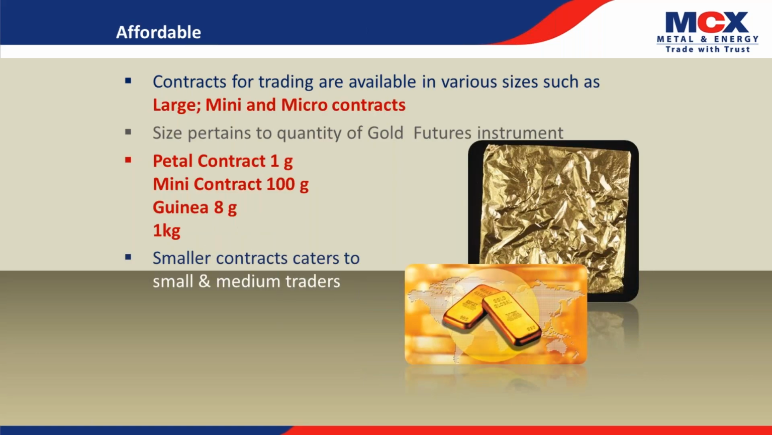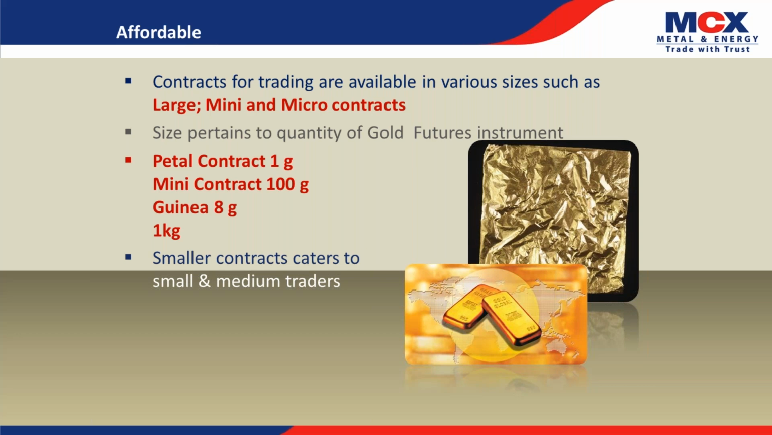Affordable contracts for trading are available in various sizes, such as large contracts, mini and micro contracts. For instance, for gold futures instruments, you have a petal contract where the minute you trade in one single contract, you are now committing to buying or selling 1 gram of gold. And if you're trading in the mini contract, then you would be trading in 100 grams of gold.